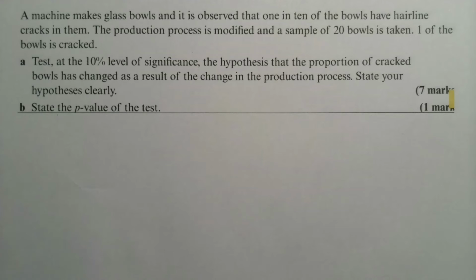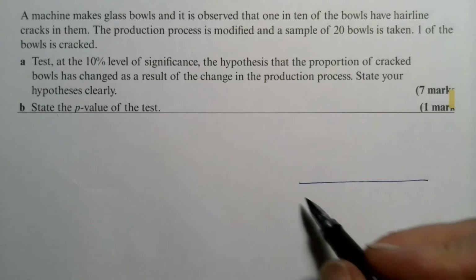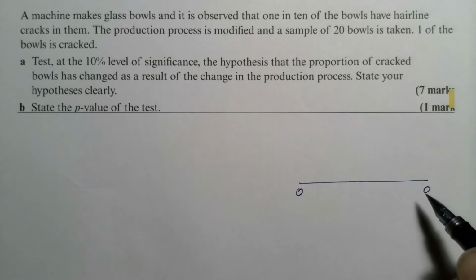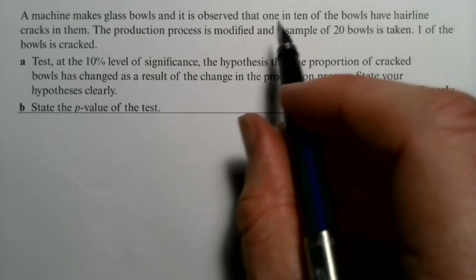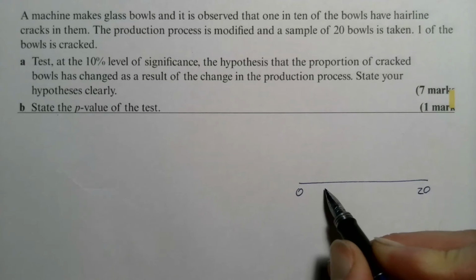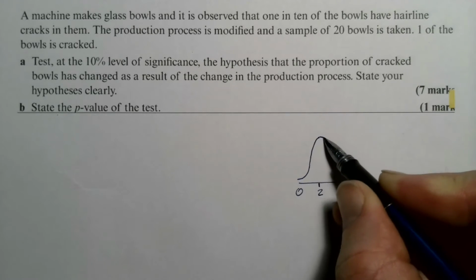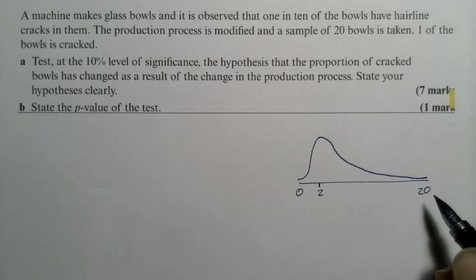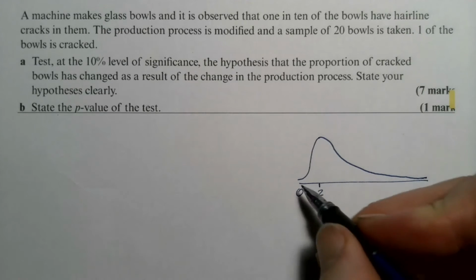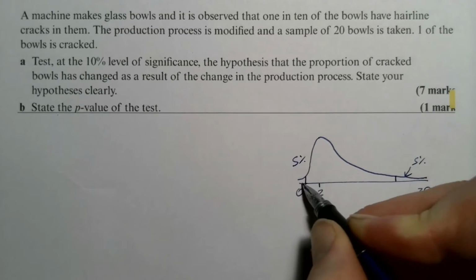Okay, I'm going to give you 3 more to have a go at. Pause the video, give it a go, and then I'll go through it. So we've got a machine glass bowl. So first thing to do, 0 to 20 is the most amount. They're saying that 1 in 10 has a crack in, so we are expecting 1/10 of 20 is 2. So we're expecting 2. That's our expected mean. That is going to be the peak of our distribution. It's going to look something like that. At the 10% level of significance, we want 5% there and 5% there.